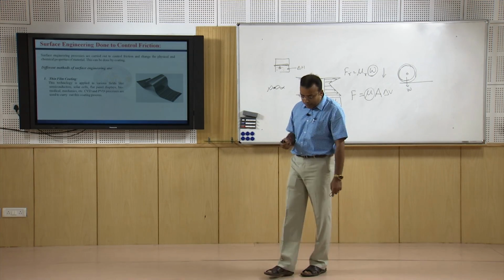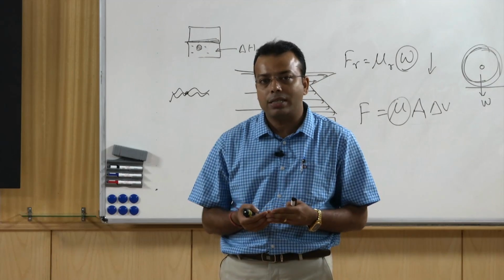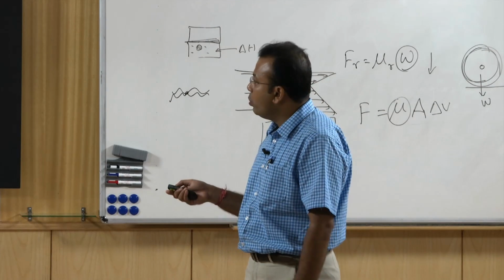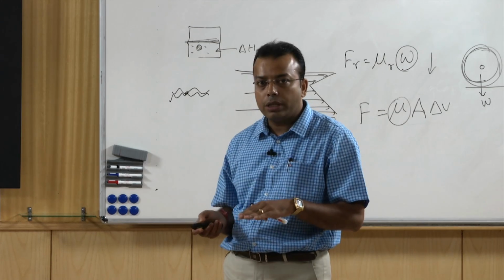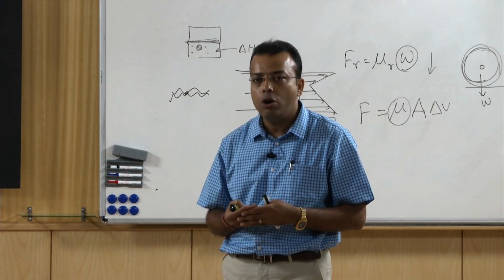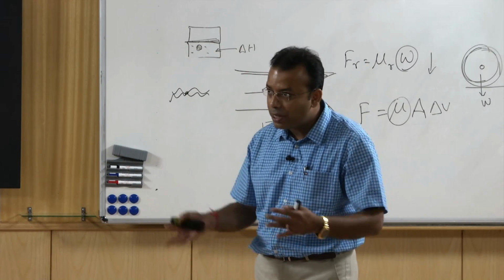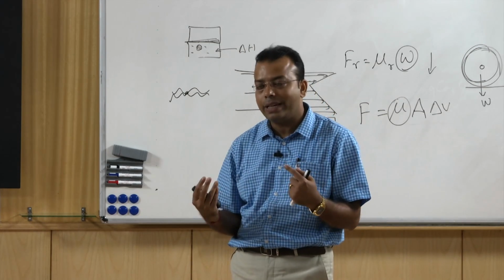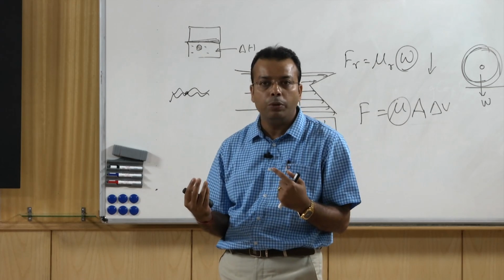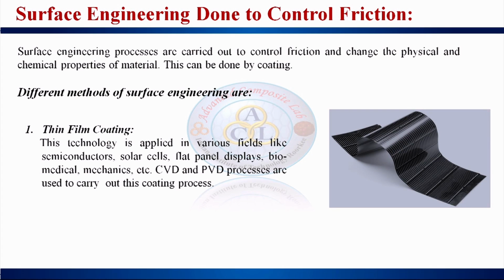Then in the next slide we will see why, for reducing friction, we do surface engineering. Just to reduce the friction, we do surface engineering by means of coatings, or by adding nanofillers to a particular material, or maybe the material itself acts as self lubricating. So, surface engineering processes are carried out to control friction and change the physical and chemical properties of a material. This can be done by coating.